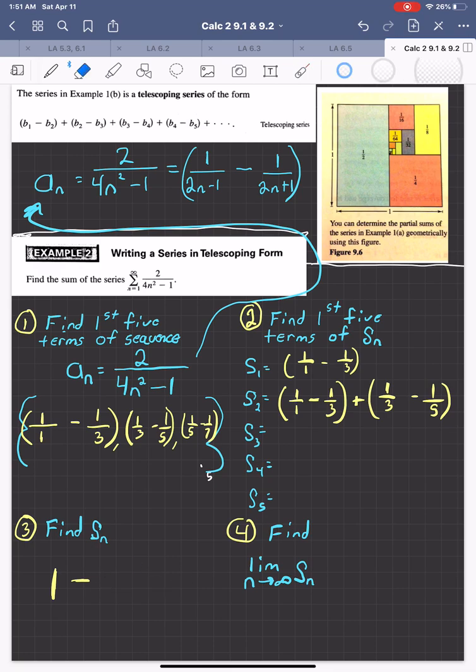So 1 minus. So I'm going to do it from here. So it would be 1, and then these 1/3 would cancel. Then it would be a 5th, and then you would have the 1/5 would cancel. Then you'd have that 1/7. So you end up going 3, 5, 7, and you can write that as that. Those are just odd numbers, 2n plus 1.